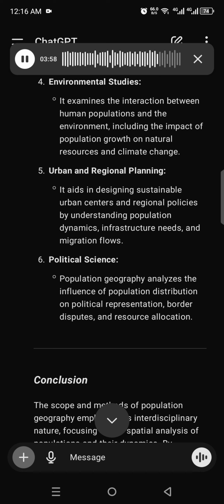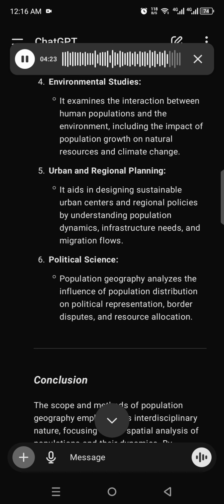5. Urban and regional planning. It aids in designing sustainable urban centers and regional policies by understanding population dynamics, infrastructure needs, and migration flows. 6. Political science. Population geography analyzes the influence of population distribution on political representation, border disputes, and resource allocation.